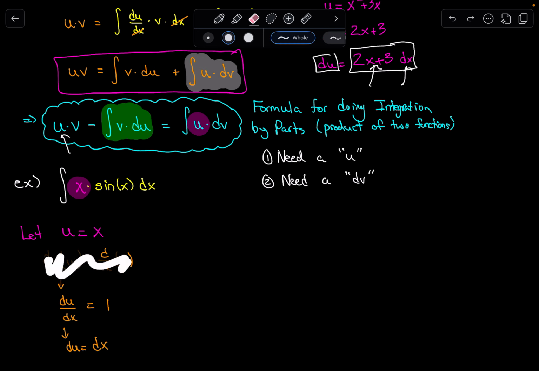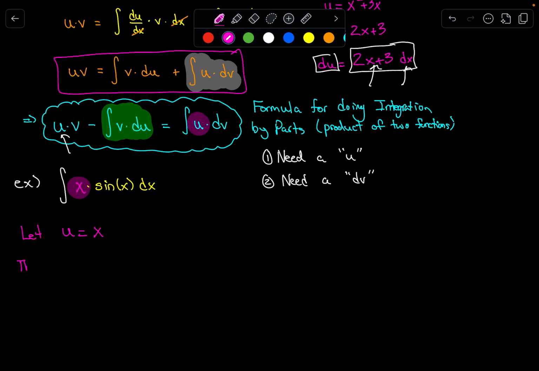I'm going to erase this just for the sake of space and say that if I've picked my u to be equal to x, then my du is going to be equal to dx. Okay, that's great. And now what do I pick for my dv? Well, dv has to be everything else that's left over in the problem. I can't have anything else dangling. I wouldn't just say dv is equal to sine of x, because then what do I do with the dx? So my dv is going to be equal to everything else that's sitting there. So we said let u equal x, and let dv be equal to sine of x dx.